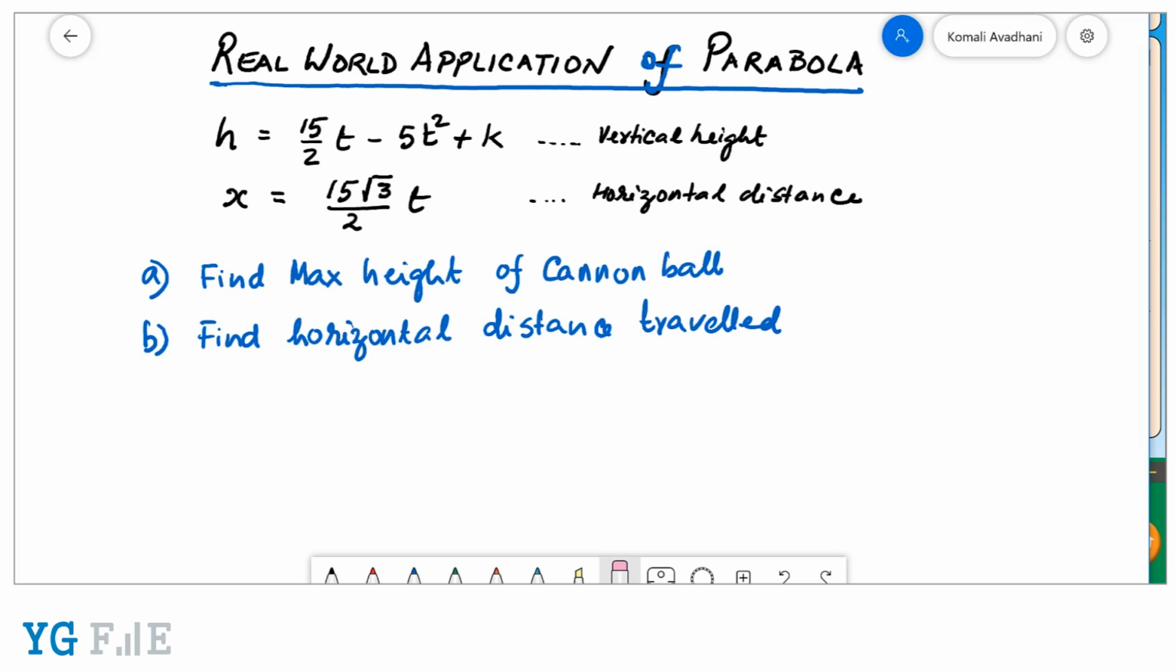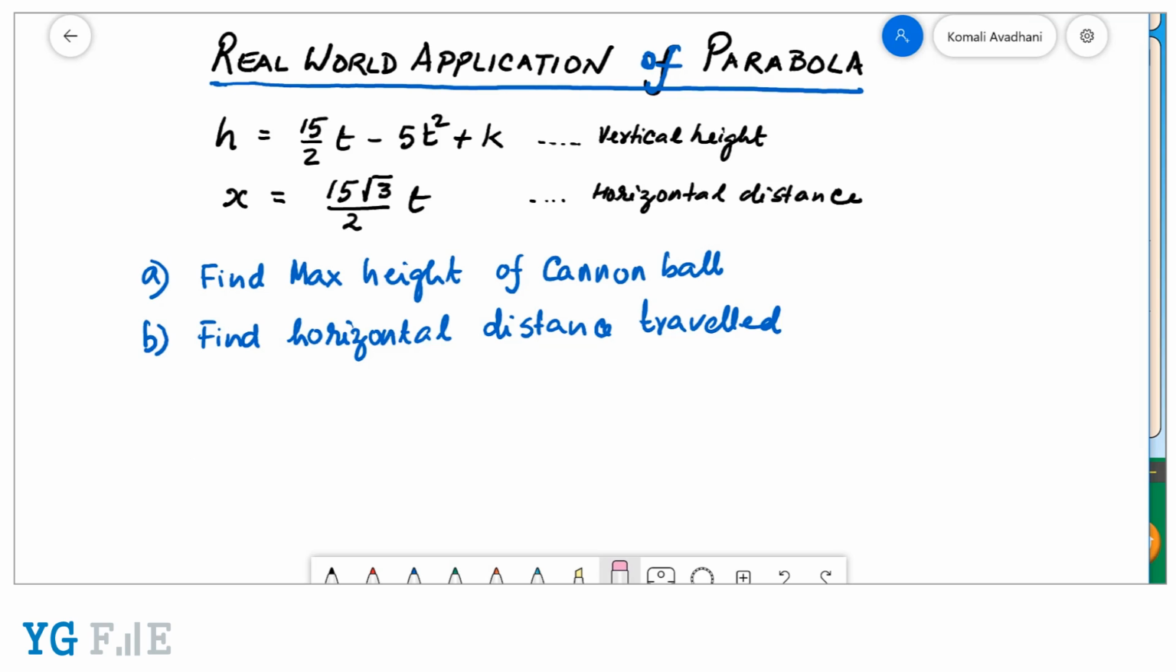Similarly, the horizontal distance traversed by the cannonball is given by a second equation, x is equal to 15 root 3 by 2 t. The question asks us to find the maximum height the cannonball reaches and the horizontal distance it traverses. So let us try to draw this picture once again.